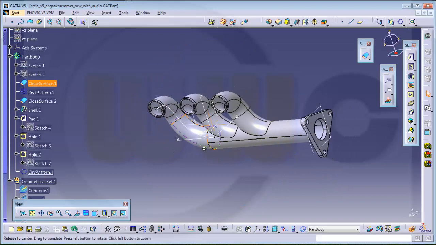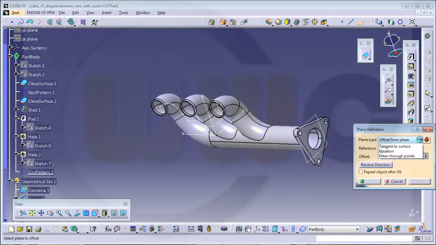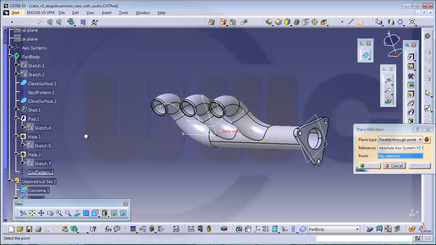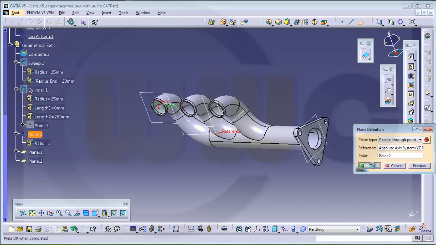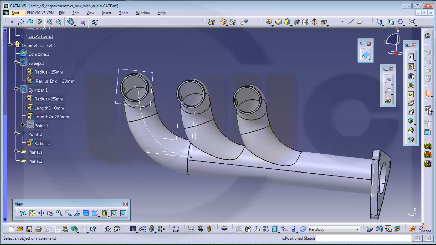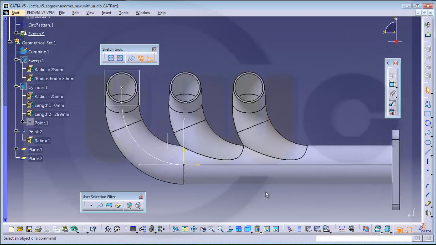Yes, now I need a plane parallel through point. Reference should be this plane, and that's the point. The point should be this one, and OK. And then I need a sketch on this plane. Reverse H direction, OK. Hide these elements.